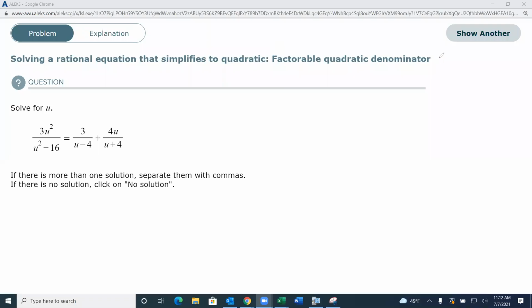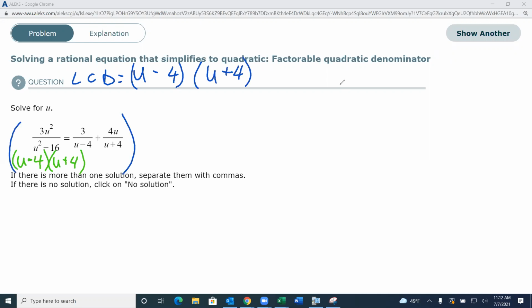All right, and we do the same thing again. We factor the denominators. This is a difference of squares, so I get u minus 4, u plus 4. Now the denominators are factored. I determine my least common denominator, which is going to be u minus 4, u plus 4. The whole point of getting the least common denominator is so I can multiply both sides by it, so that I can get rid of the fractions. So all of this, every time, is to get rid of the fractions.